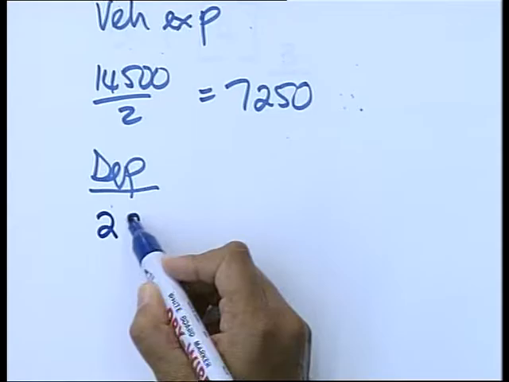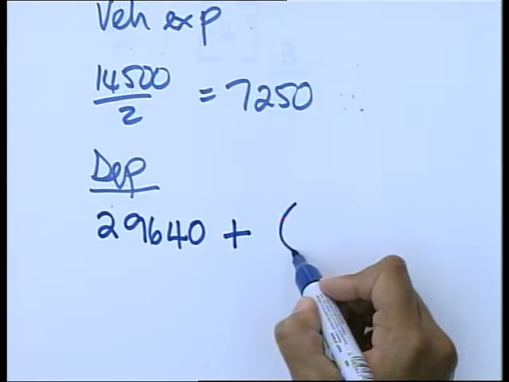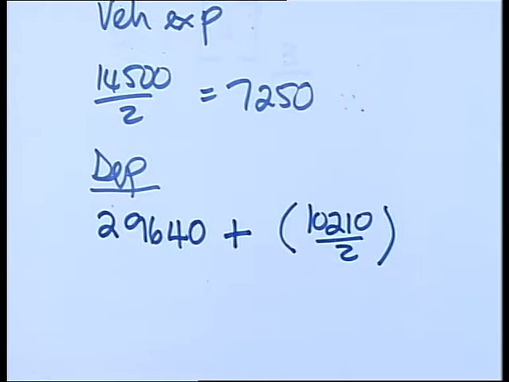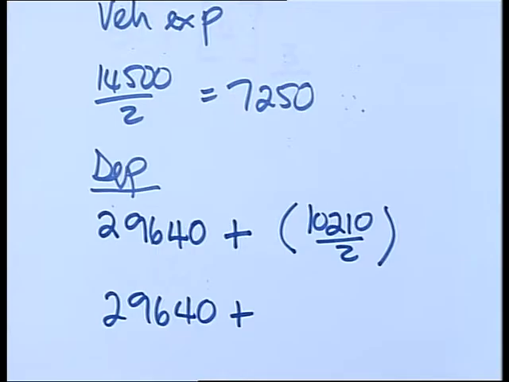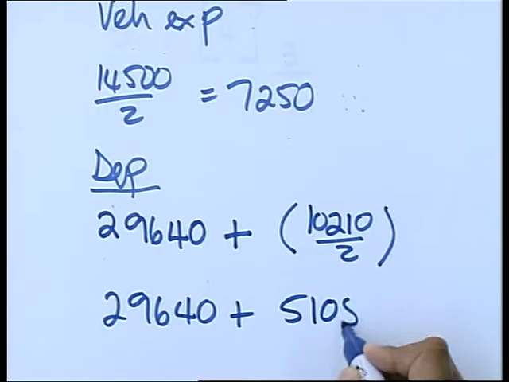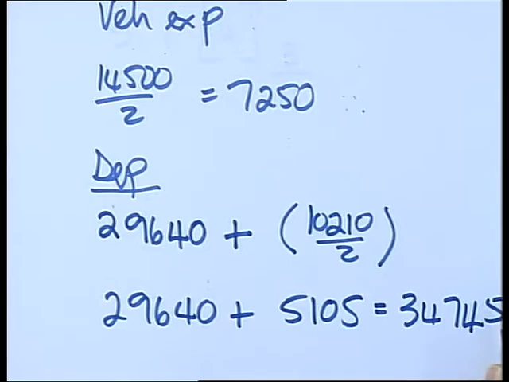It's 29,640. And I plus half of 10,210. I plus that amount. So 29,640 plus 10,210 divided by 2, 5,105. And so my depreciation total is 34,745. That is my depreciation.